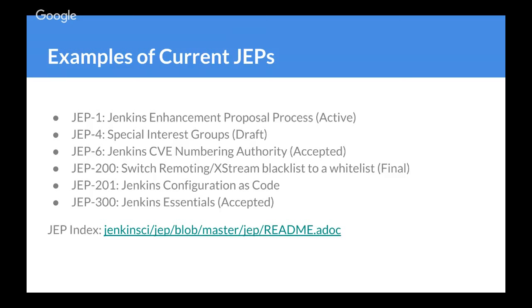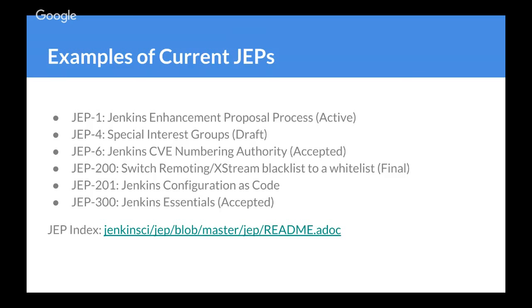So let's see, what else? JEP 6, Daniel Beck proposed this, Jenkins CVE numbering authority, which was, I believe, giving us the ability to number our CVEs on our own, rather than having to ask another organization for that information. That was a pretty fast one, actually. Went through in only a few weeks or so. It's currently accepted. I think there's still a few things left to do on it. When Daniel feels that it's done, I'm pretty sure it will become final.